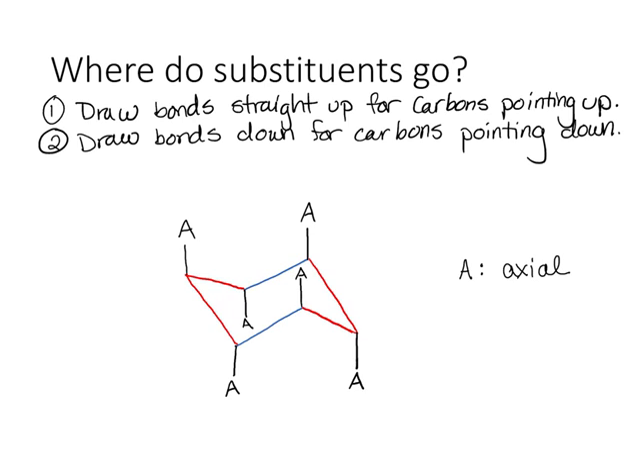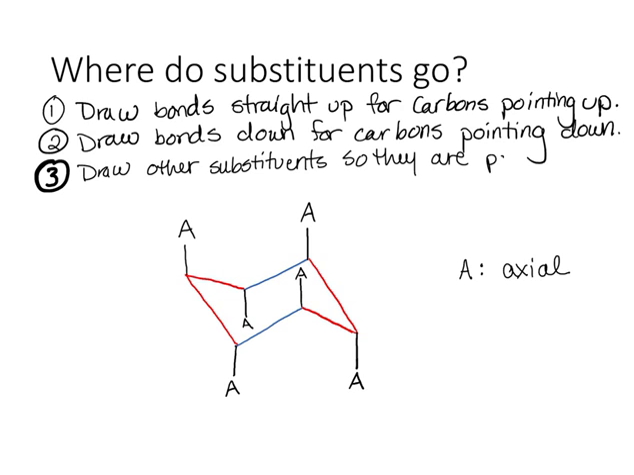Now next, we're going to add substituents on at an angle on each carbon. But what we're going to do is make sure that they're parallel to adjacent carbon-carbon bonds. So stick with me here. I'm just going to write that down. So draw the other substituents so they are parallel to adjacent carbon-carbon bonds.